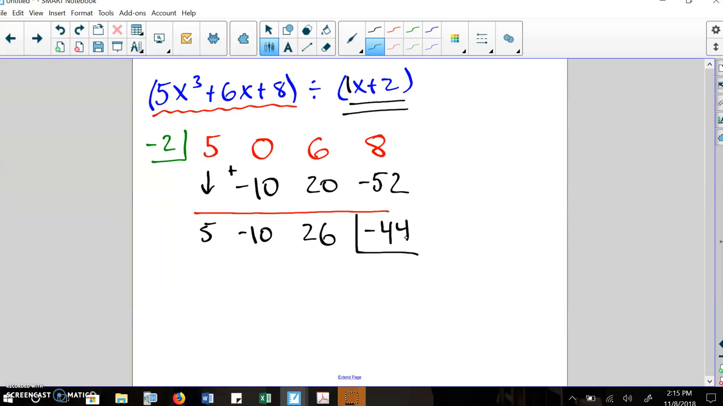So what we'll see on this one is we do not get a factor, because we do not get a remainder of 0. As I said earlier, later in the unit, we'll just toss this out and we'll try something else. But for now, we're still going to write our final answer.